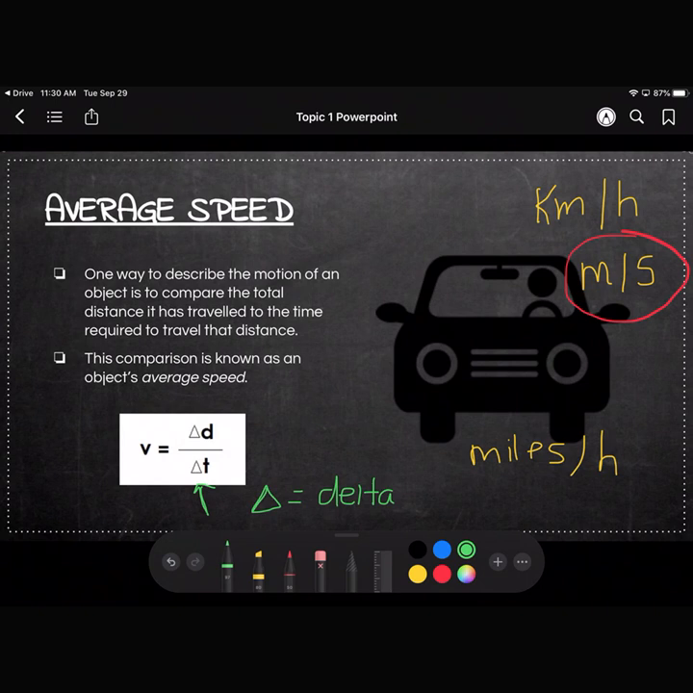A triangle, if you remember, and if you don't, it means delta. What does delta mean? It means a change. So delta means a change in something.